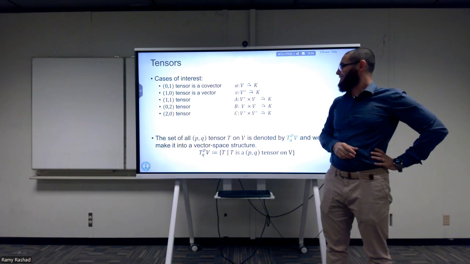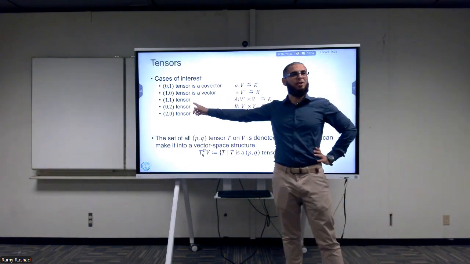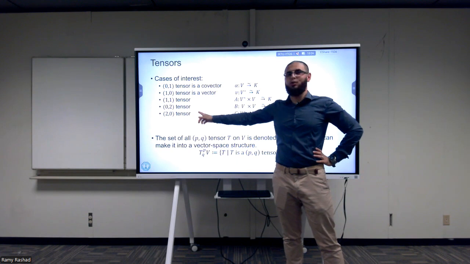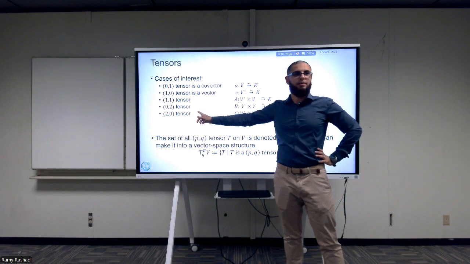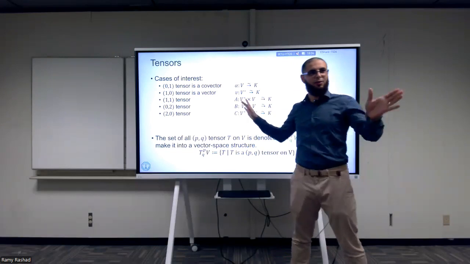Yes. 1, 1 tensors are called linear maps. 0, 2 tensors are called bilinear maps. Okay? Don't ask if I don't say it, otherwise you're going to get confused.